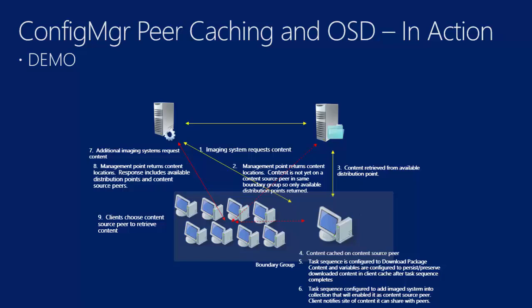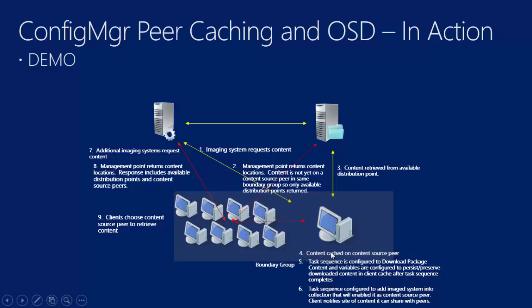So this machine will request the content. The management point returns the content locations. There is no super peer yet seeded with the content, so this one will need to download from a distribution point directly. The content is retrieved from an available distribution point.